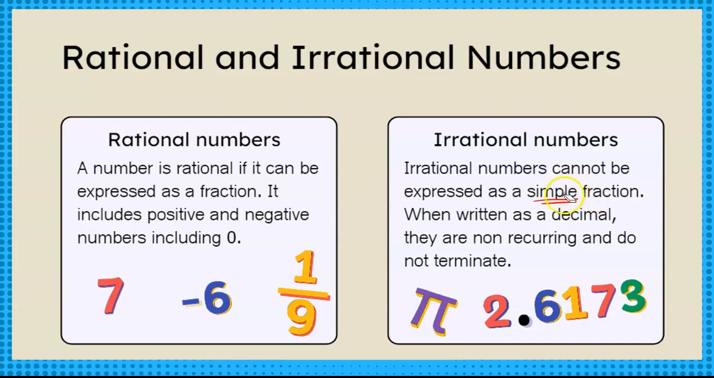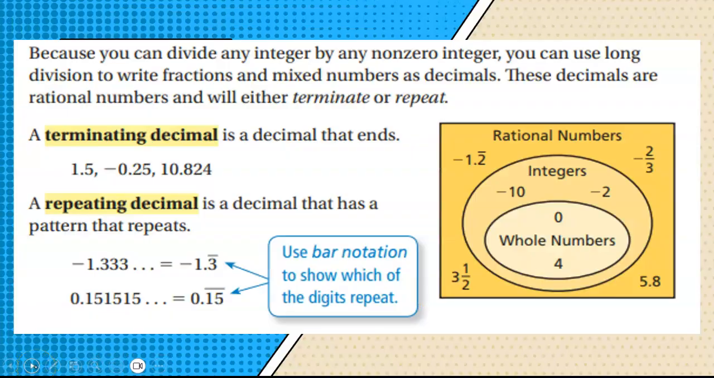So what happens when you have a fraction that is an irrational number? When it's written as a decimal, it results in a non-repeating decimal, or a decimal that does not end. We'll take a look at those types of numbers in some of our examples. I wanted to show you just this graphic, which shows us sort of the kingdom of rational numbers that we have been learning about.